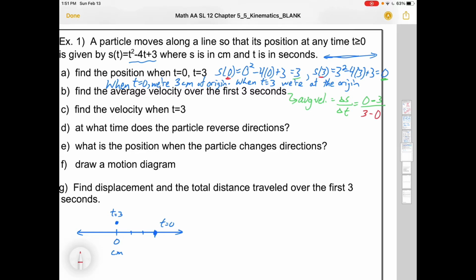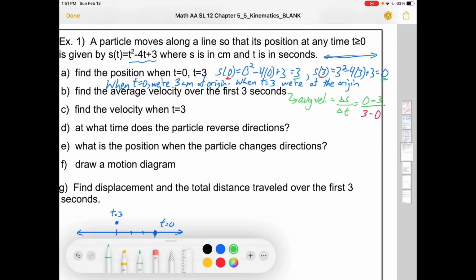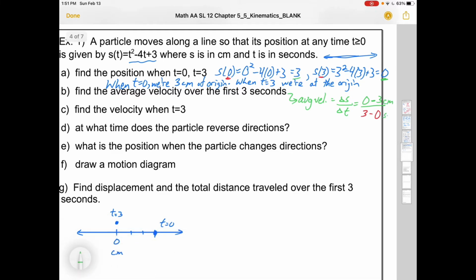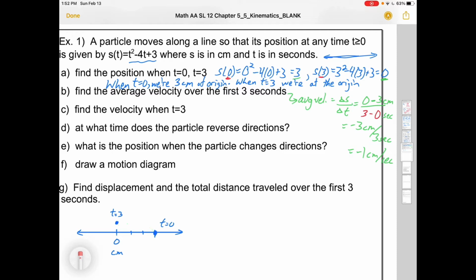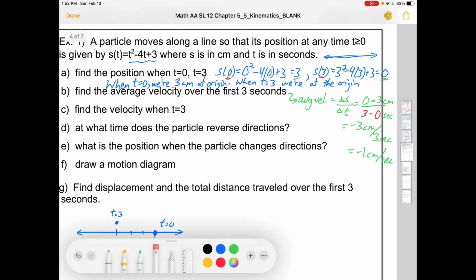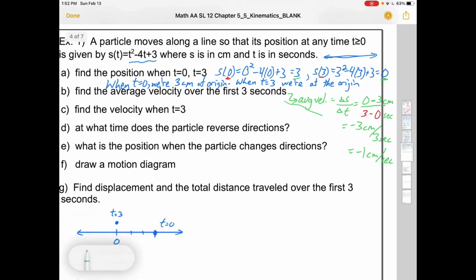Now, again, finding slope doesn't make a whole lot of sense if we don't give it some meaning with units, so centimeters and seconds. So the average velocity is negative 3 centimeters in 3 seconds, or negative 1 centimeter per second. Does that make sense? Well, over those first 3 seconds, it had an overall displacement of 3 centimeters to the left. Does that tell us the velocity at every instant? Heck no. So velocity over those first 3 seconds on average was negative 1 centimeter per second.